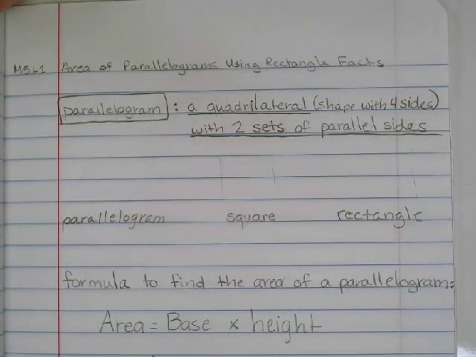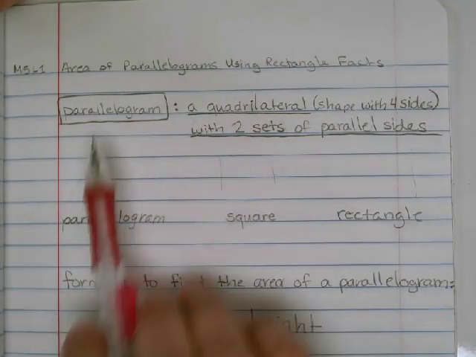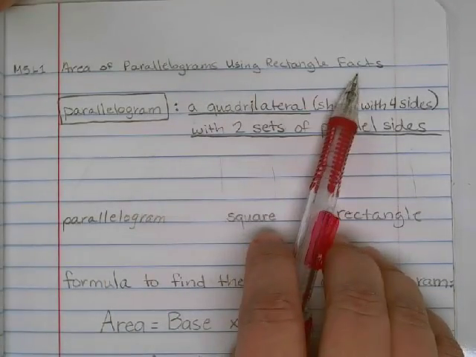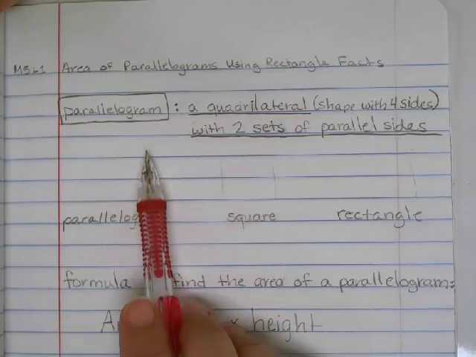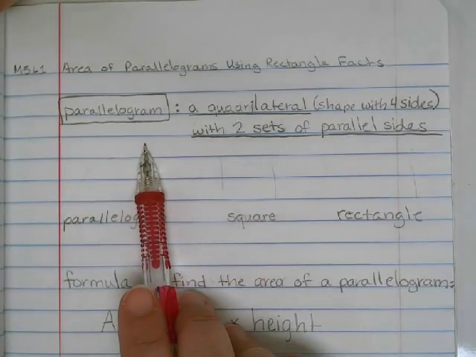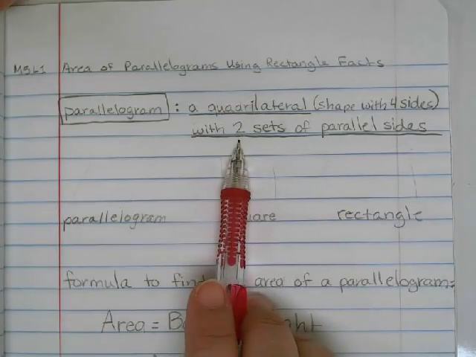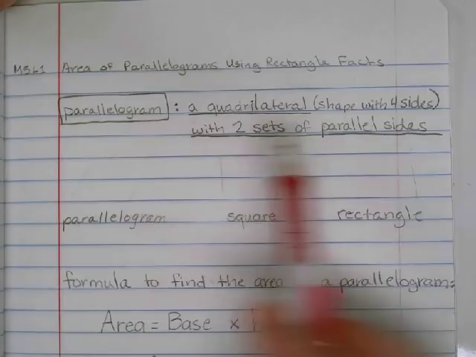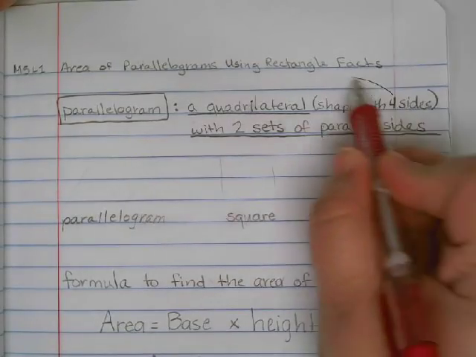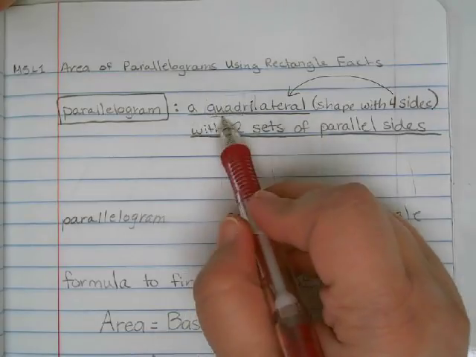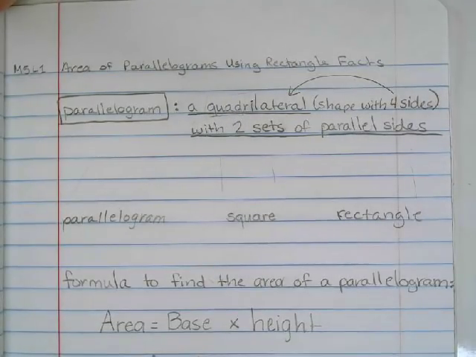Today's lesson is Module 5, Lesson 1, Area of Parallelograms using rectangle facts. The first thing we're going to do is review what is a parallelogram. A parallelogram is a quadrilateral with two sets of parallel sides. If you can't remember what a quadrilateral is, it's a shape with four sides. That word quad means four.